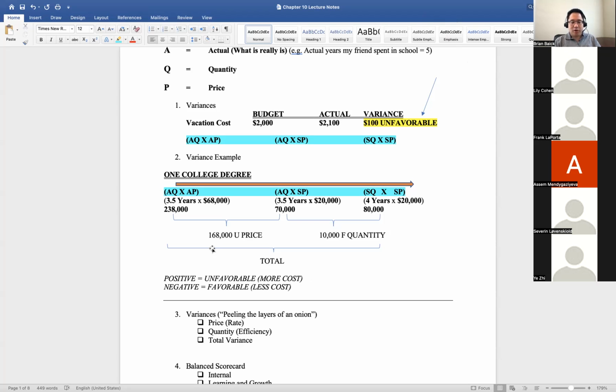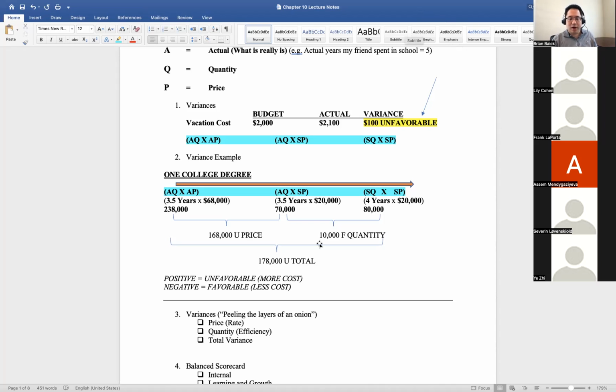Can you do the total variance? What do you get? What number is it? And is it favorable or unfavorable? Remember, the total variance is the first number minus the last number. What is the total variance? Good, Molly. 178,000 unfavorable.